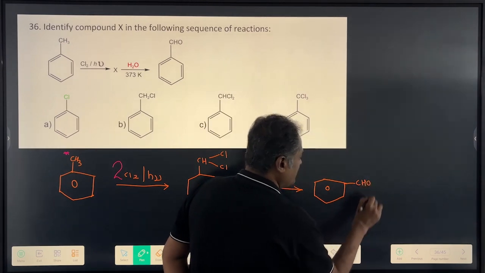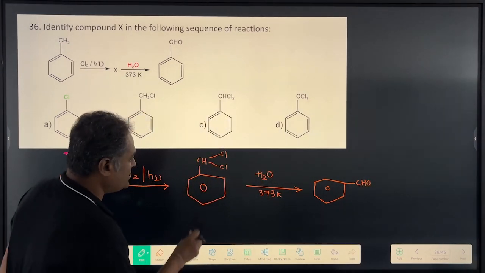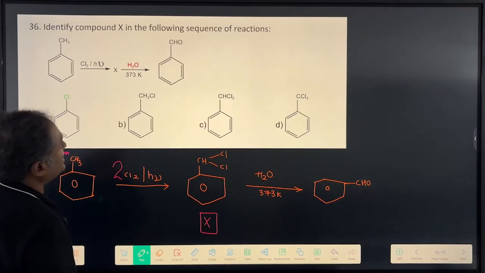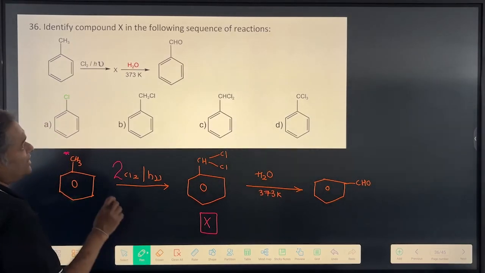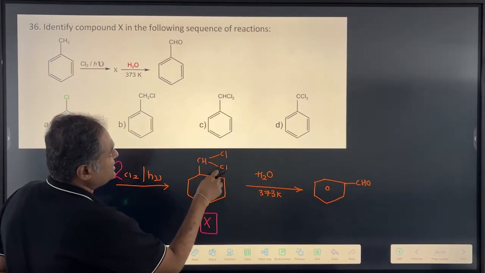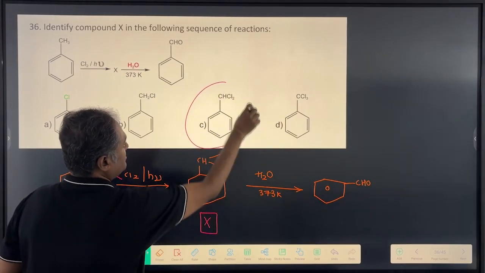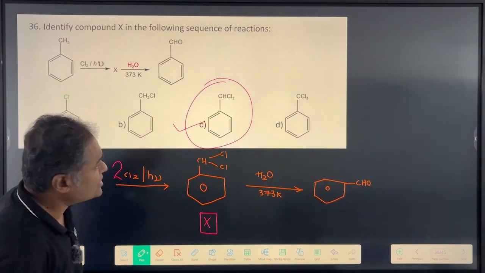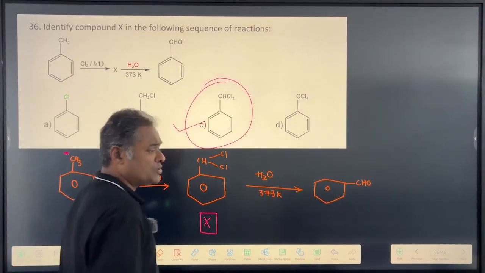So the question they have asked is the intermediate, and my intermediate in this case is nothing but benzal chloride, C6H5CHCl2. So this is your correct answer key. So kids, I think this is clear. Let's proceed with the next question.